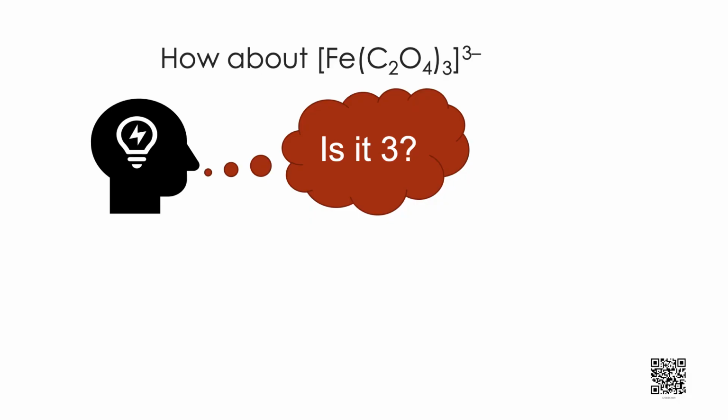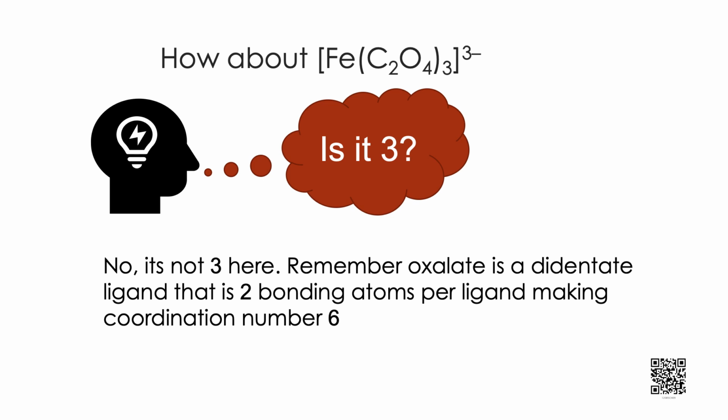How about this complex? Did you say 3? No, it is not 3 here. Remember, oxalate is a didentate ligand and that is 2 bonding atoms per ligand, making the coordination number 6. It is important to note here that coordination number of central atom or ion is determined only by the number of sigma bonds formed by the ligand with the central atom or ion. The pi bonds, if formed between the ligand and the central atom, are not counted for the purpose.